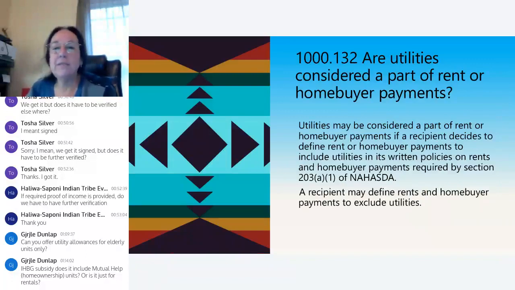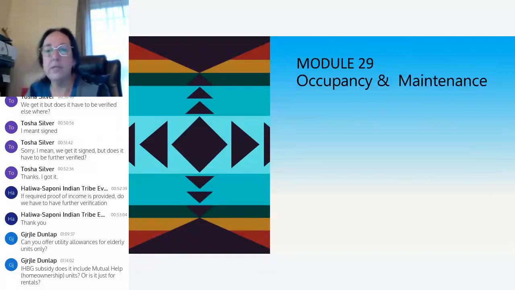So utilities can be considered a part of rent or homebuyer payments if you decide to define your rent or homebuyer payments to include utilities in your written policies on rent and homebuyer payments, required by Section 203 of NAHASDA. You may define rents and homebuyer payments to exclude utilities under NAHASDA also. You can read about that at 1132.